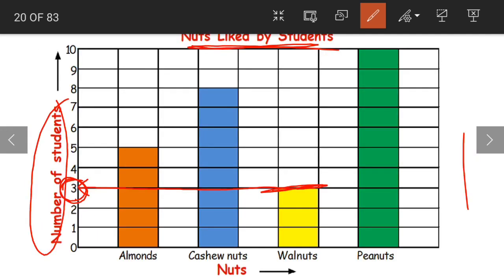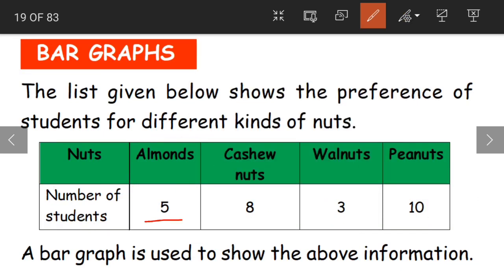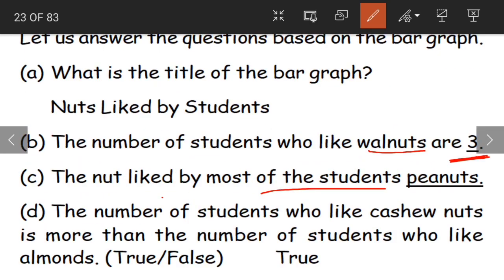Next, the nut liked by most of the students. By most of the students means you have to look for the bar which is the tallest one, which is the highest one. Which is it? It is the bar of peanuts. So peanuts is the most liked nut among the given nuts. Even if you look at the table, children, and compare the numbers 5, 8, 3 and 10, 10 is the highest. Now what is this? This is the number of students who like peanuts. So peanuts is the most liked nut among the given ones. So our answer becomes peanuts.